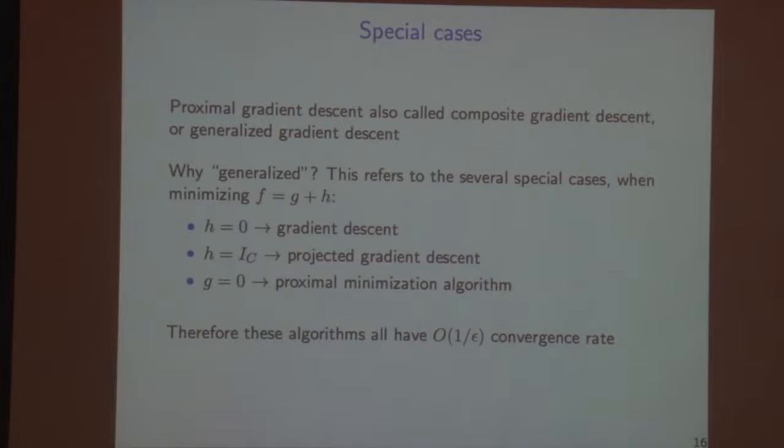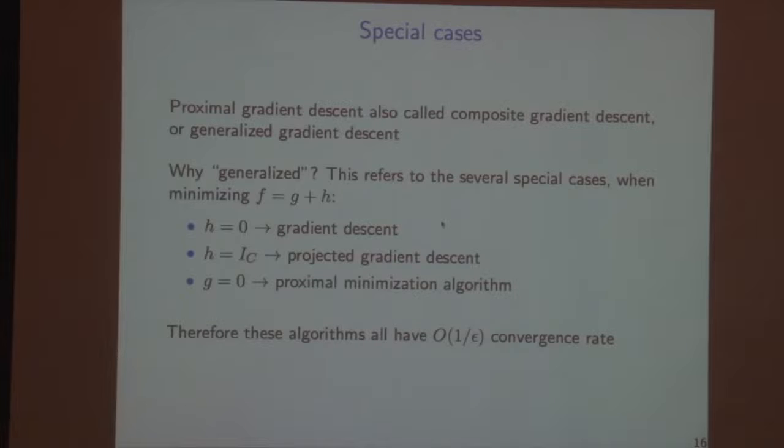So sometimes you'll hear people call proximal gradient descent different names. The two names that you might hear it called other than proximal gradient descent are composite gradient descent or generalized gradient descent. Composite is kind of obvious. It's because we try to minimize composite functions, smooth plus non-smooth. Generalized refers to something else, which is that through several special cases of proximal gradient descent, we can get back kind of known algorithms.